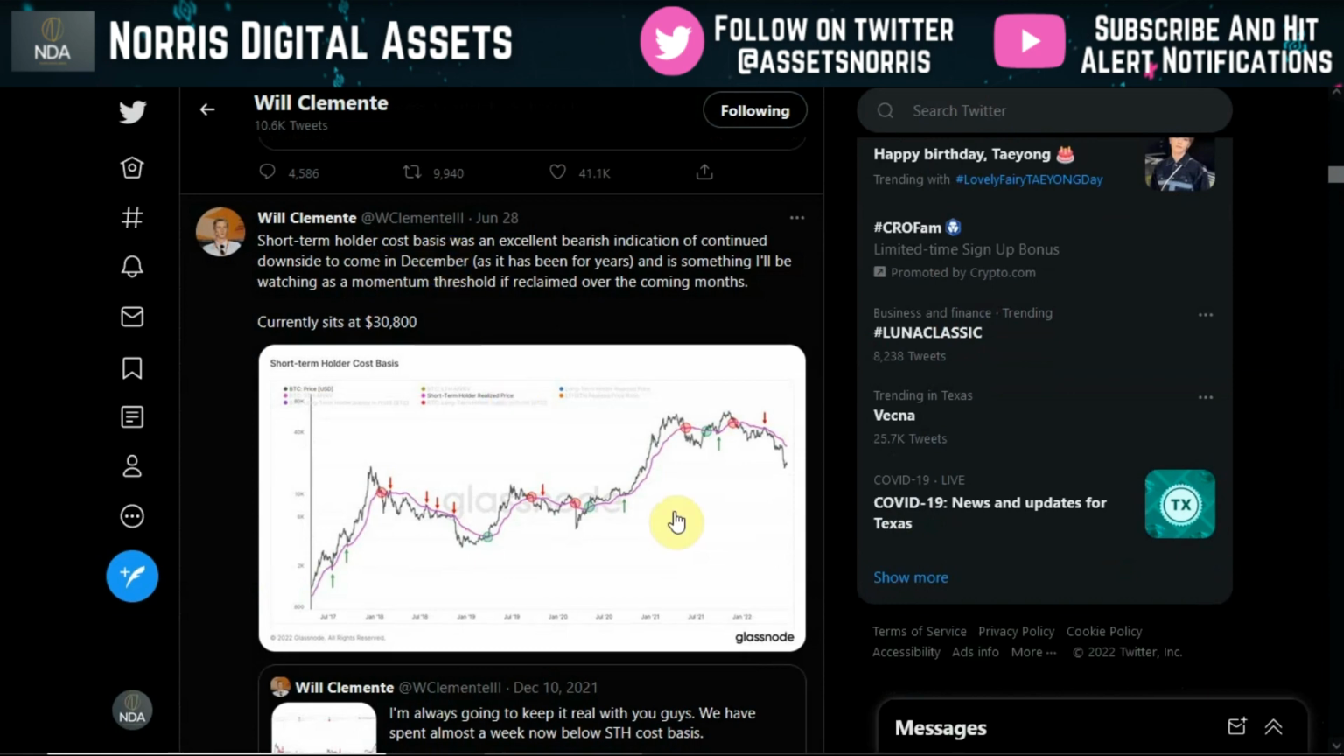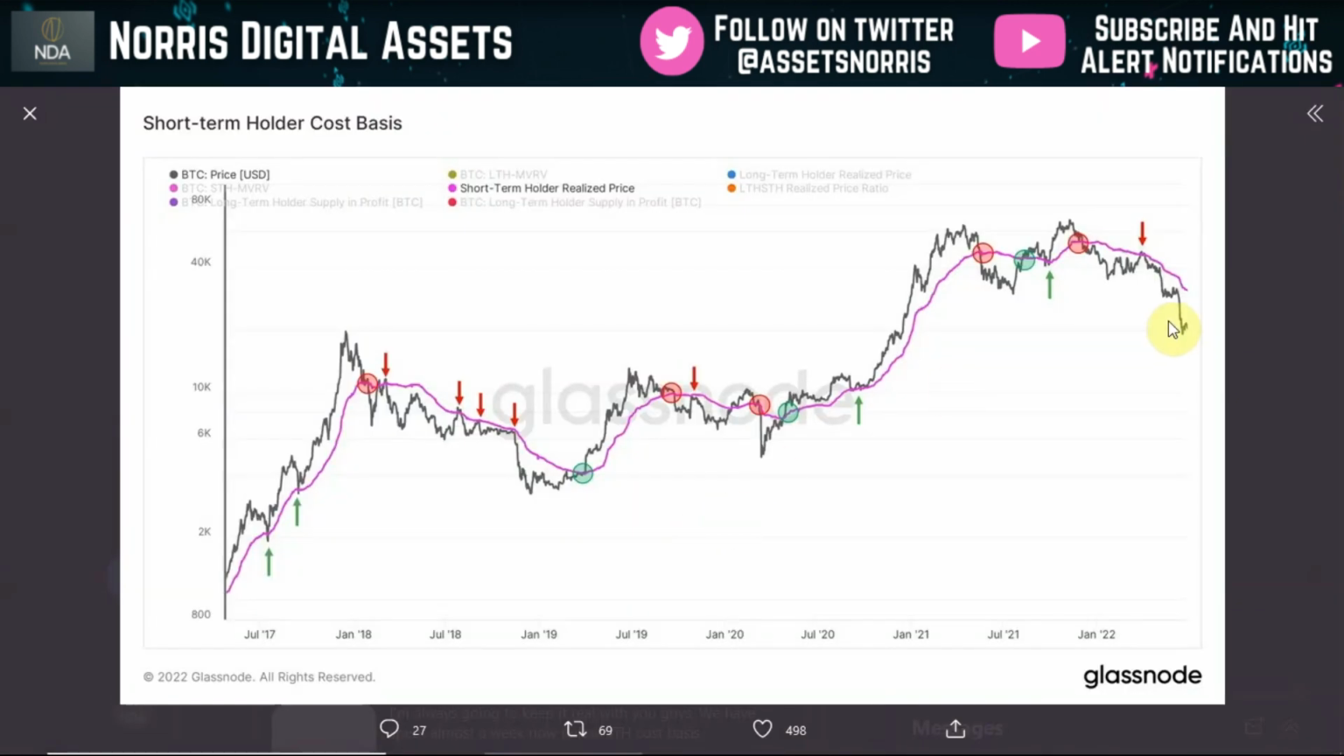And he's got a chart here. Currently sits at 30,800. He's basically saying when you break back above this pink line at 30,800, that will be a good indication when you find support on it. Like here, the green arrow, you find support on it, you come above it, you find support on it. That's going to be a massive run.